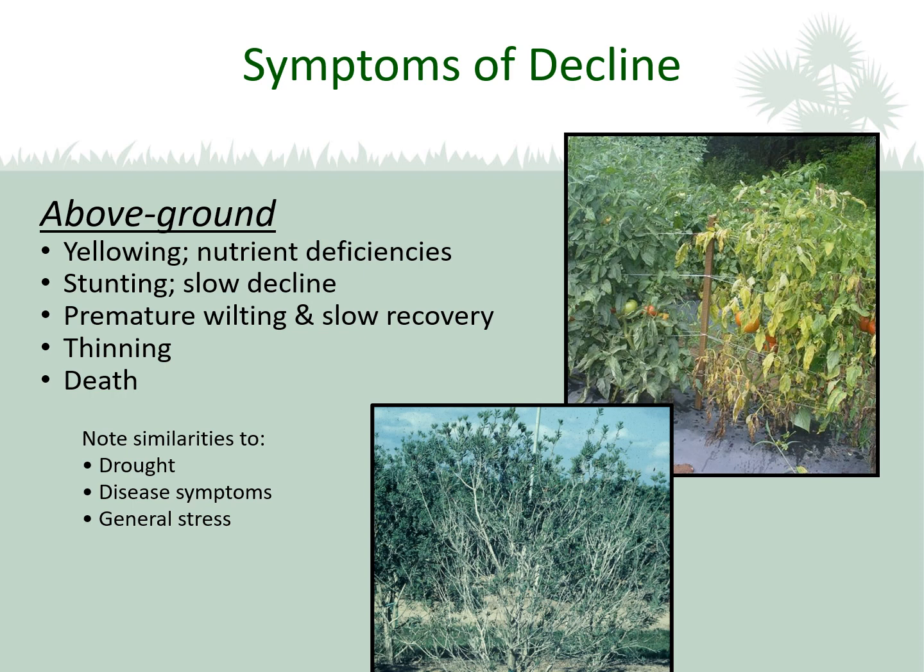So let's look at some symptoms of decline. Above ground, you can see yellowing, nutrient deficiencies, stunting and slow decline, premature wilting and slow recovery, thinning, or even death. But note that these symptoms are similar to those caused by drought, other diseases, or just general stress.